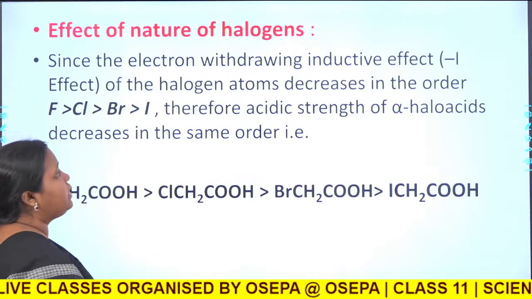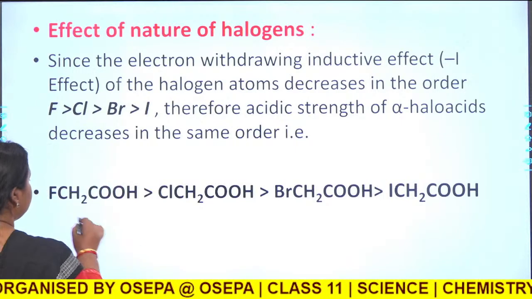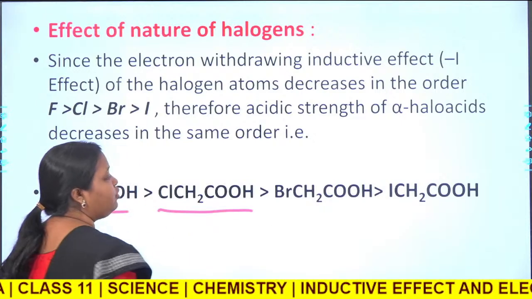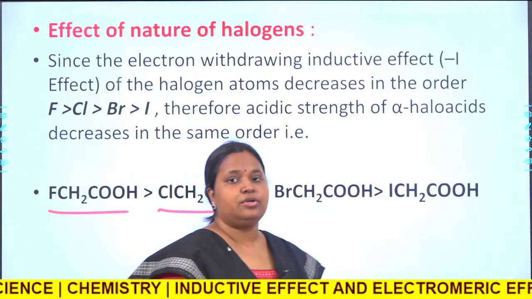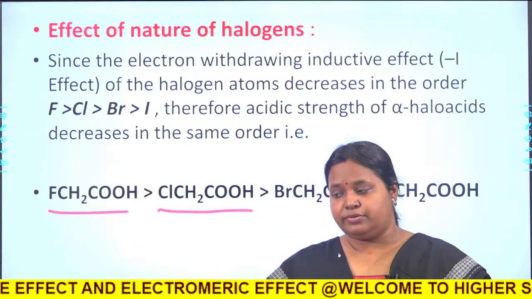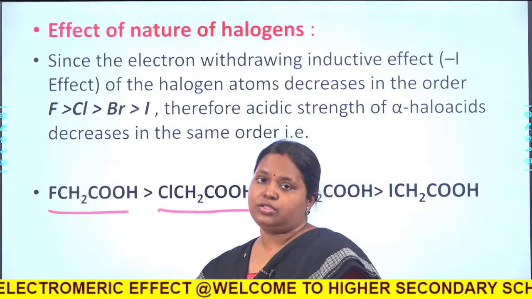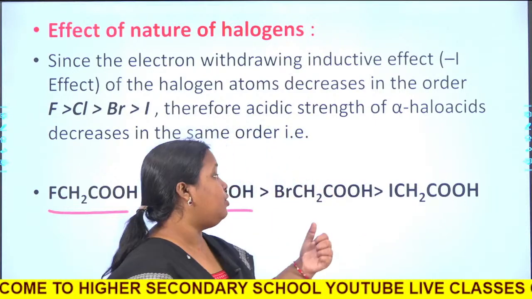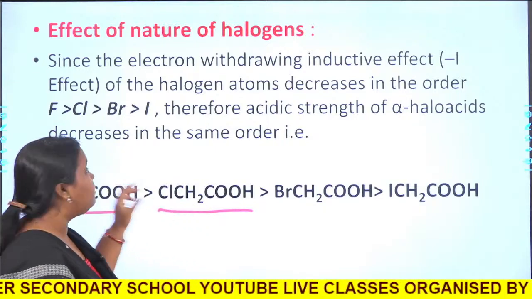Now let us discuss the effect of nature of halogen. Suppose this is your fluoroacetic acid, this is your chloroacetic acid, bromoacetic acid and iodoacetic acid. So which will be more acidic? Obviously, which will stabilize the carboxylate ion? Suppose, look, fluorine can pull the electron more easily than chlorine.